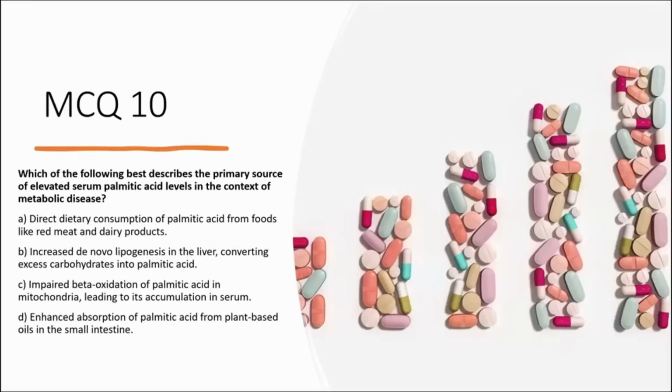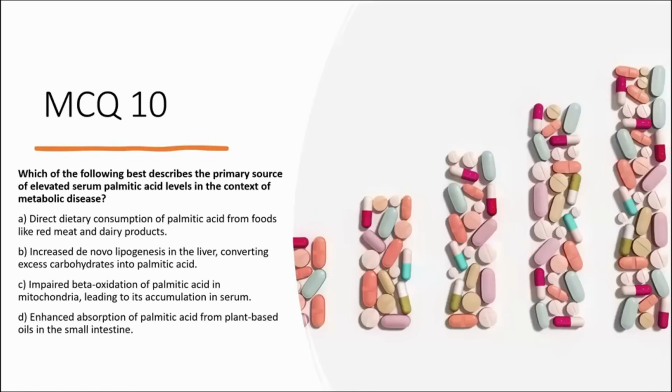Option A, it comes from foods like red meat and dairy products, which are rich in palmitic acid. Does that make the palmitic acid levels in the blood go up? B, it comes from increased de novo lipogenesis in the liver, which turns carbohydrates into palmitic acid. Or C, impaired beta oxidation of palmitic acid in mitochondria. Or D, enhanced absorption of palmitic acid from plant-based oils. Now, the answer is B.